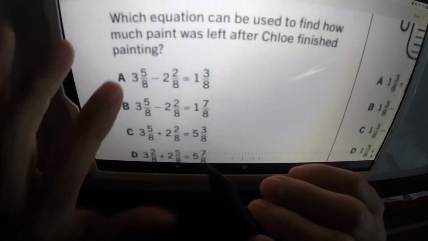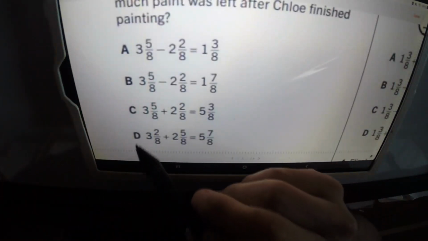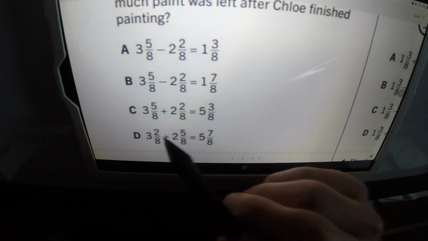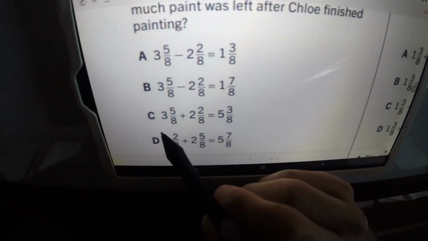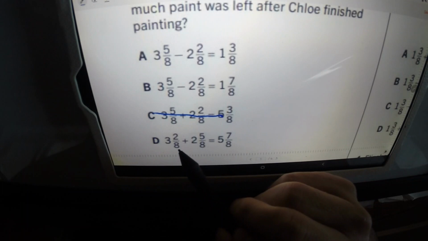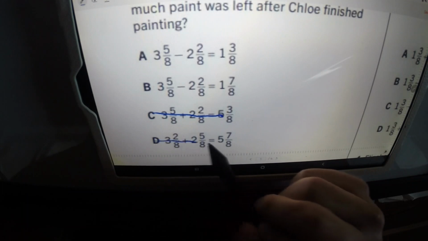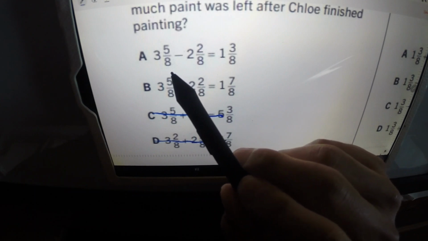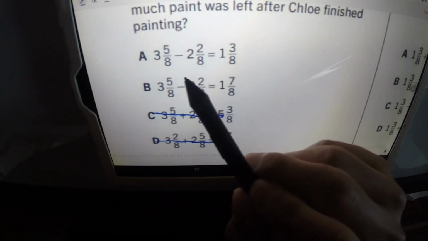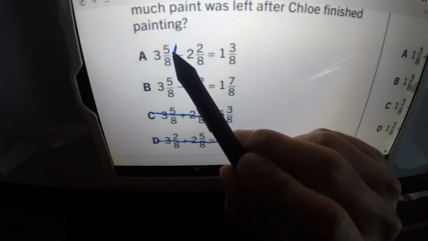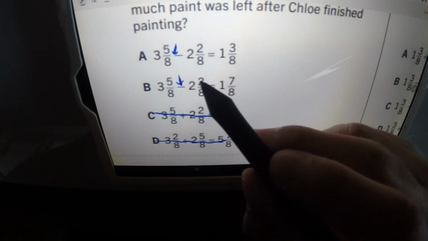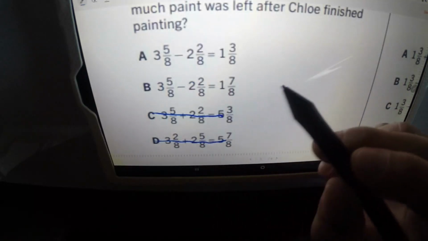So right off the bat, we can basically eliminate some of these. You see this is the plus sign, this is an addition equation. That's not what we're looking for, so we can cross that one out. This is an addition one as well, so we can cross this one out as well. So now it's one of these two, right? 3 5/8 and 2 5/8. These both have the subtraction. So it's a subtraction equation and the numbers we're looking for. Now we need to find the correct answer, right?